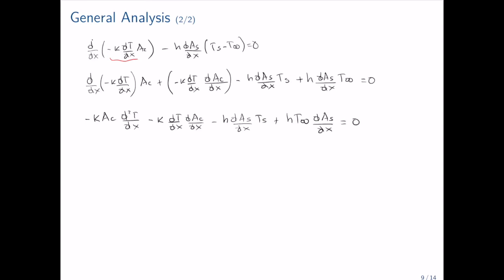So this is the general form of the heat transfer in an extended surface. We can see that it will depend on whether the cross-sectional area depends on x, and whether the surface area also depends on x. So the shape is going to be very important. So this is the general form.